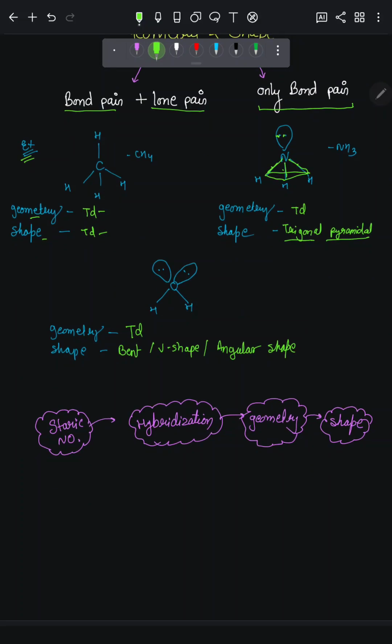And if we talk about this H2O molecule, its geometry is also tetrahedral, and its shape will be, because of the 2 lone pairs present on the oxygen atom, since oxygen has 6 valence electrons, bent or V shape or angular shape. So these are all the names we can use for this molecule.